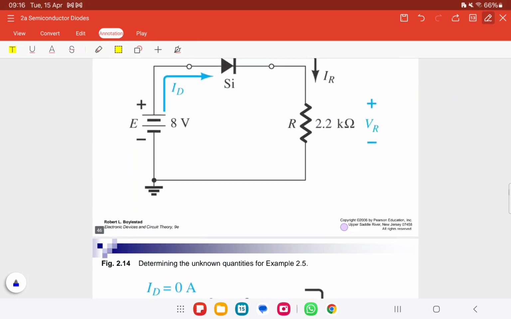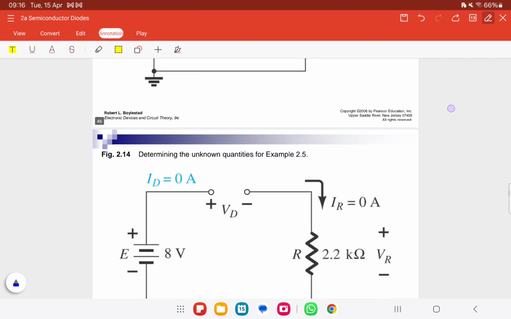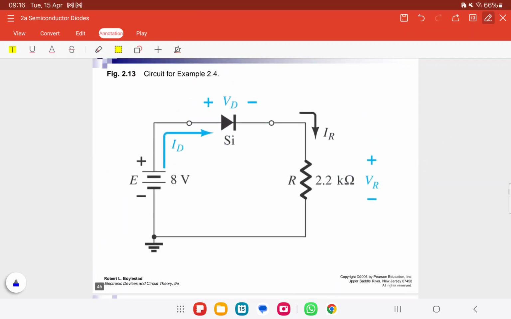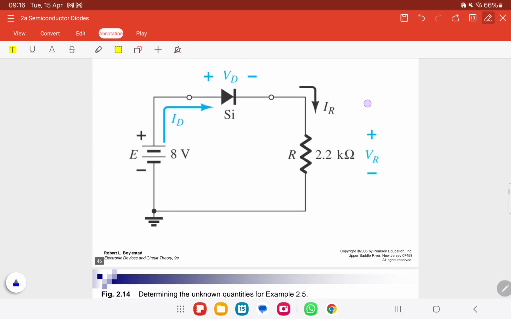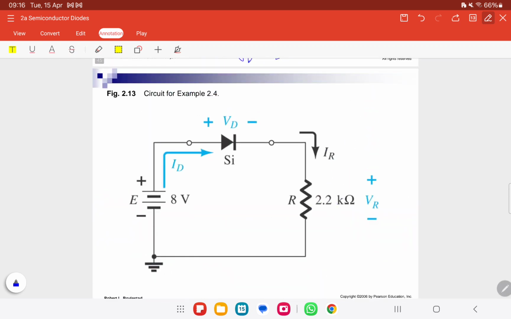For this one, we can flow. Okay, get me the value of the I if ada tak? Okay, get me the value of the I here. Berapa value ID? ID, IR. Get me the value of ID, IR.